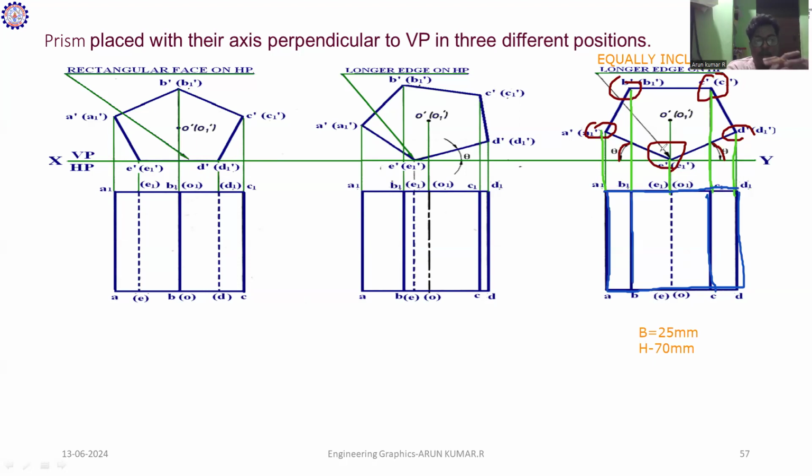Some problems do not mention words like rectangular face on HP, longer edge on HP, or equally inclined on HP. Other problems do mention them. If they are mentioned, you have to draw accordingly, following the conditions given. Once you complete it, it is equally inclined, or rectangular face on HP, or parallel to VP. If that case is mentioned, the same condition can be drawn like this.